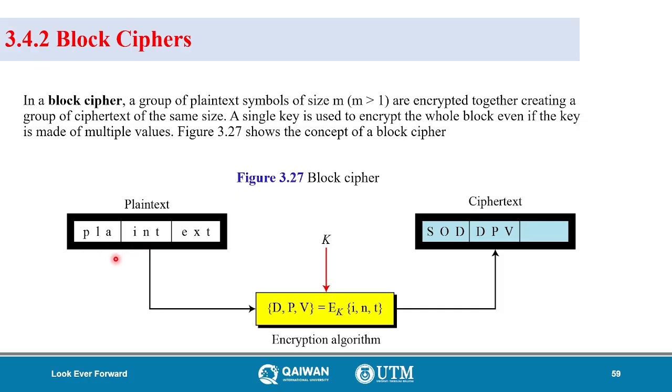is PLAINTEXT, and in this group of plain text symbols, each block will be encrypted together. This block will be encrypted together, and also this block would be encrypted together. Now, as you can see in here, we have a D, P, and V. The set is equal to the encryption of a using the key, and this would be the encryption algorithm.